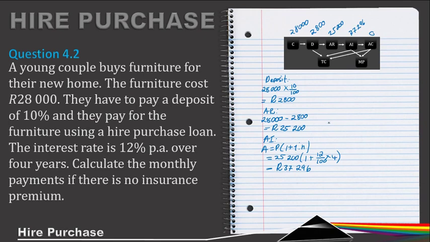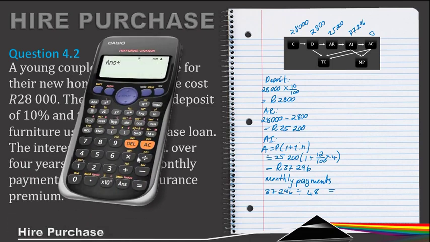And the question said calculate the monthly payments. So the monthly payments will be this cost here divided by how many months. Monthly payment will be the total amount that they now owe with the interest, 37,296, divided by 48 months, and that will then leave them with R777 to pay each month.